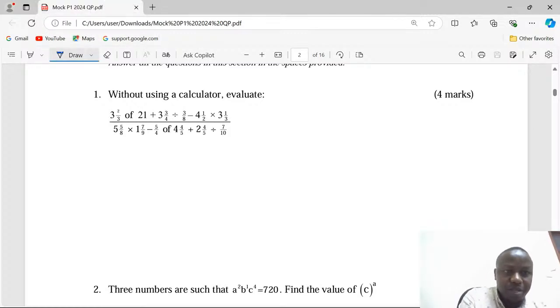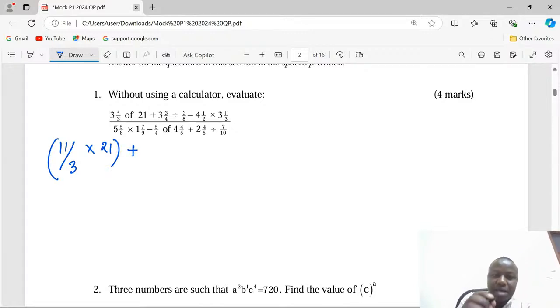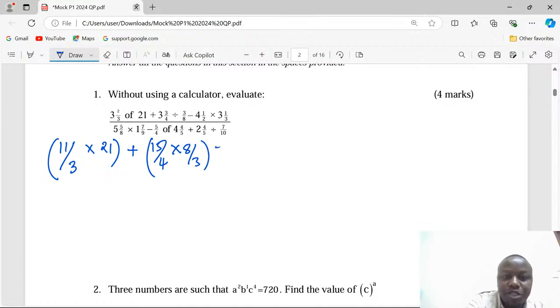So we're starting with 11 out of 3 multiplied by 21. Then we add, when we have a 3 3/4, this can be converted to 15 out of 4. Then dividing by 3/8 can now change to a multiplication with the reciprocal, which is 8/3. These are basic rules in mathematics that we learned even in primary school.